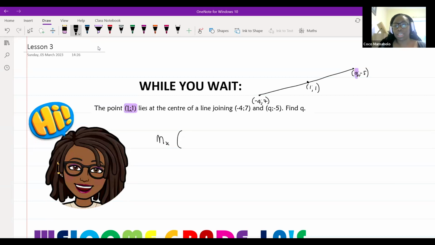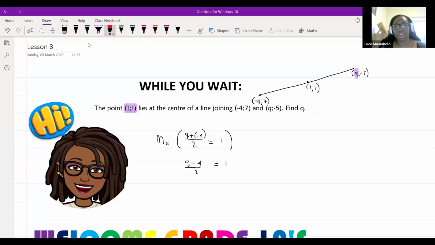So we know in this case, we would say (Q plus -4) divided by 2 should give us 1. All right, and then we're just going to work our way backwards in that sense. So I know I've got (Q minus 4) over 2 is equal to 1.